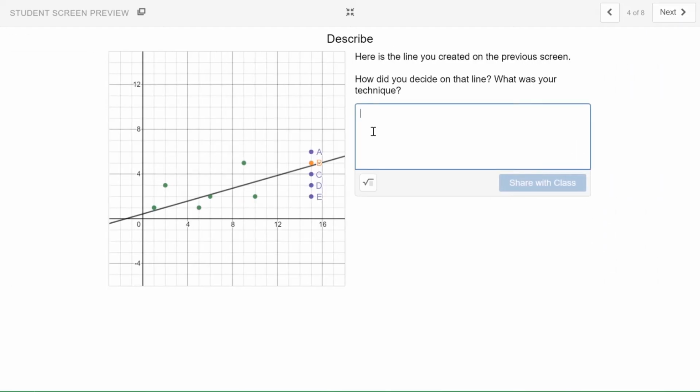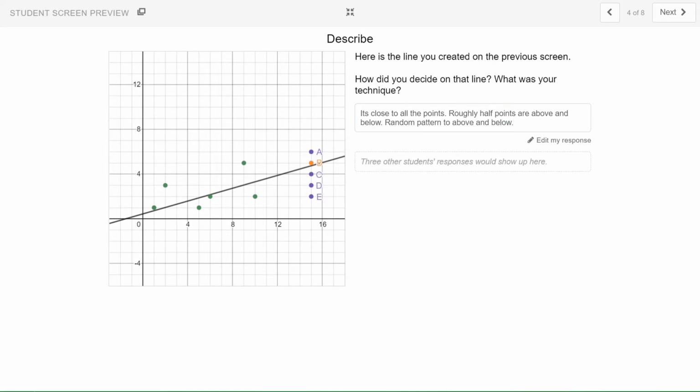Well, we had the 3 requirements. It's close to all the points. Oops, a little typo there. We said the second requirement was roughly half the points are above and below. Random pattern to above and below. All right, that's my thinking on that.